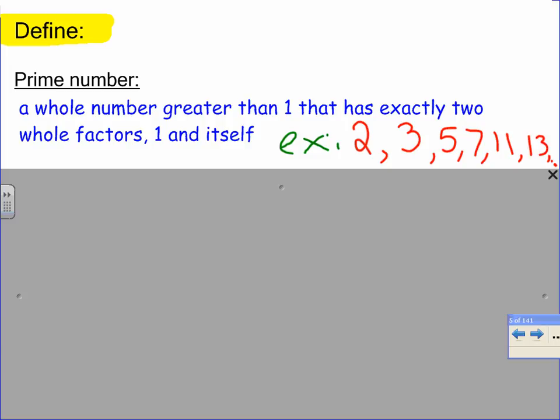A prime number, I always say, are the weird numbers. The only factors are 1 and itself. 2 is an even number, but it's prime. 2 is the only even prime number. Annalise? 1 is neither prime nor composite. It's just 1. Okay. 0 is neither.